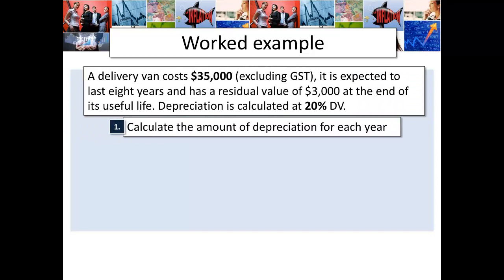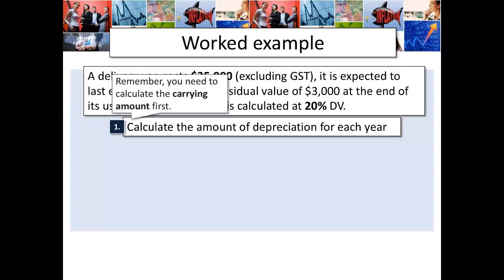A delivery van costs $35,000. It's expected to last 8 years. Residual value of $3,000 at the end of its useful life. Depreciation is calculated at 20% DV. What's the amount of depreciation for each year?